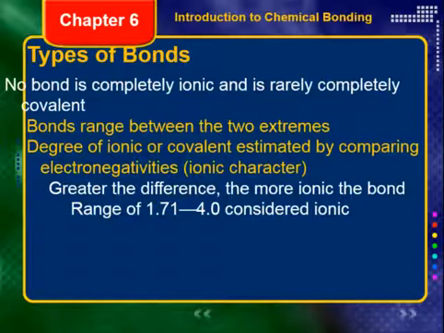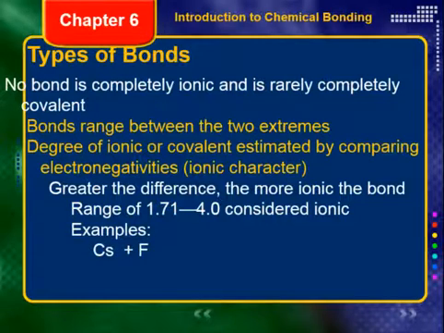And so we're going to see that the degree of the ionic or covalent character can be estimated by comparing the electronegativities of the two atoms involved in the bond. When you compare the electronegativities of those two atoms, and you find that the difference is greater, you're going to find that that bond is more ionic. It has more ionic character. For example, once you calculate the difference between the electronegativities of two atoms and you find that that difference is somewhere between 1.7 and 4, we automatically consider that bond ionic.